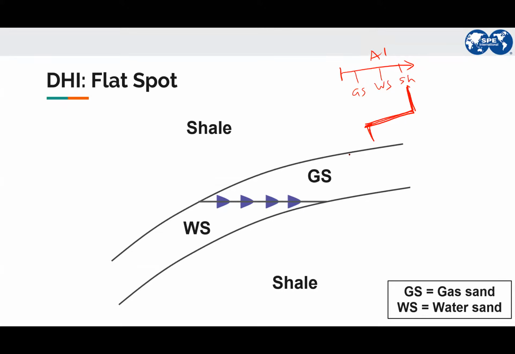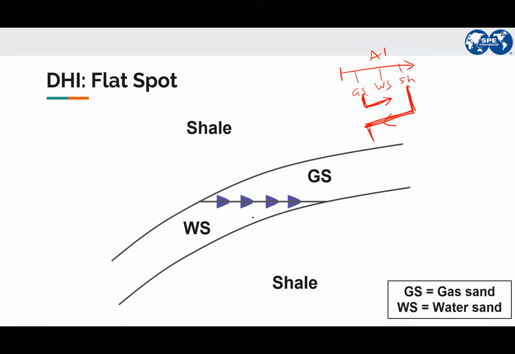Then if we're going from gas sand here to water sand, we're going this way. So you see, it's an increase, but it's not that much compared to shale to gas sand. So that is why a flat spot is of a lower brightness.